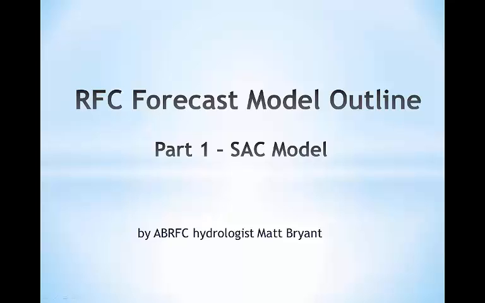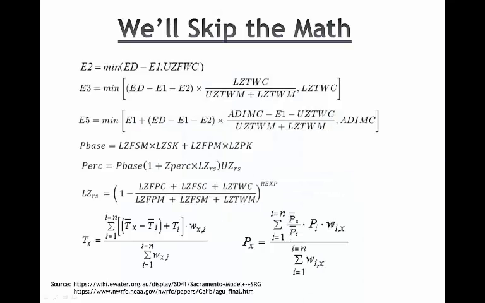In part 1 of the RFC forecast model outline, we're going to talk about the SAC model. This is the model we use to turn rainfall over a basin into a forecast hydrograph at that basin's outlet. This is meant as a brief outline and it is not comprehensive. So we can skip the math for now.